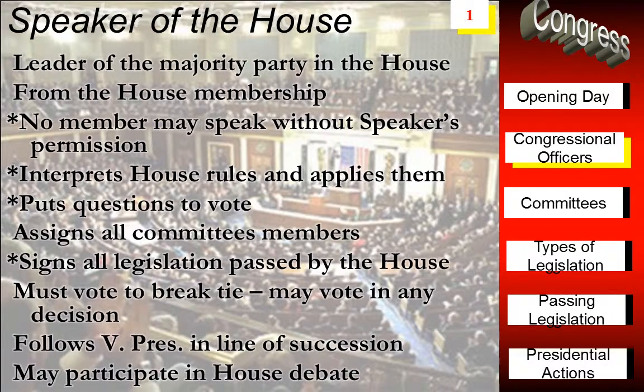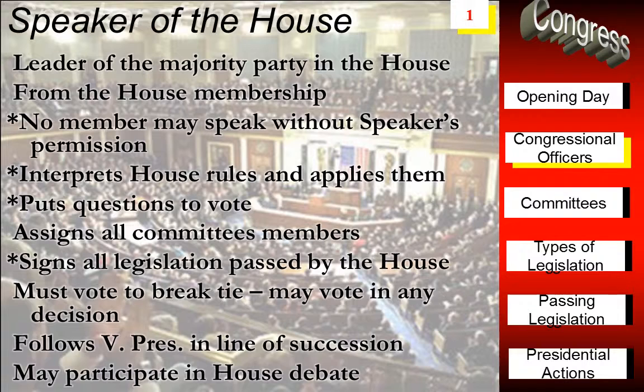Now, no member may speak without the Speaker's permission, as far as the official debates of what's going on. If someone asks for a point of order, it's up to the Speaker of the House to apply the rules and to interpret them. Ultimately, the Speaker of the House will put questions to a vote. They assign all the committee members. Of course, that was on the previous suggestion of the two parties. That was done in their caucus meetings before the first day.